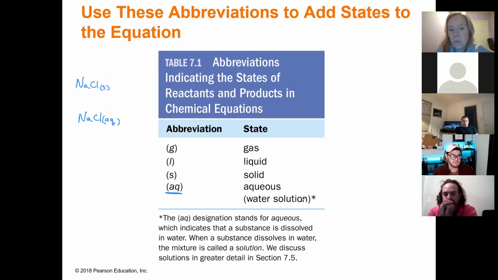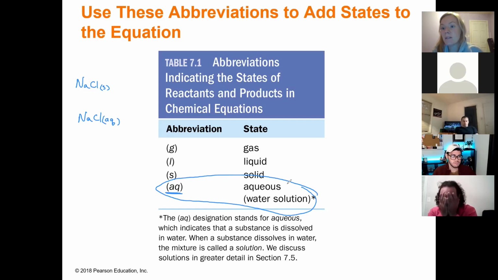Why does water solution get its own little phase? Because so many reactions on Earth happen in aqueous solutions because we have a plethora of water.